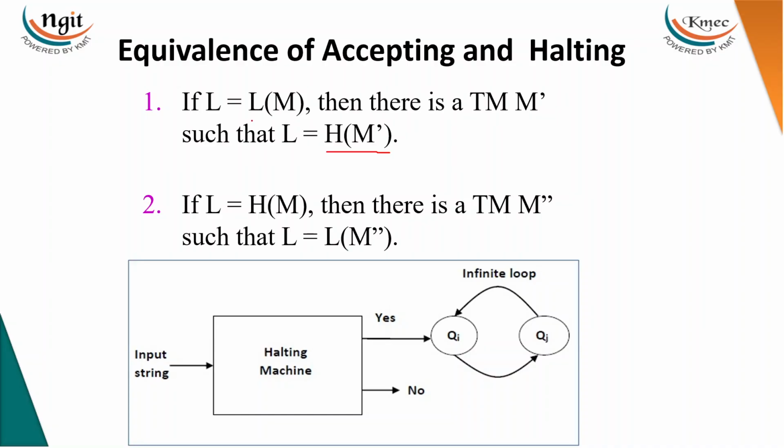If we have a Turing machine accepting some language L, then there must be a modified Turing machine for halting as well. In the same way, if a language is accepted by the halting of a Turing machine, then there exists a Turing machine accepting it by final state. Simply, acceptance must be convertible to halting, and halting must be convertible to acceptance. Both are possible. We'll go with that.